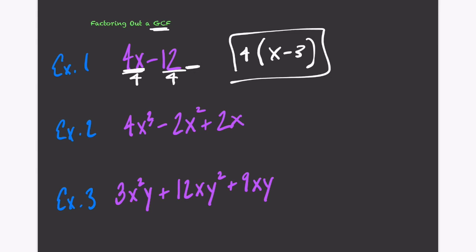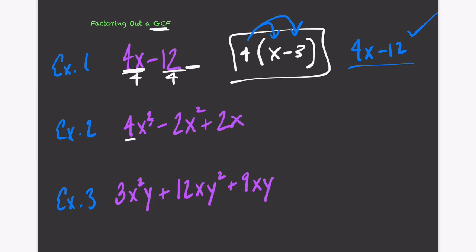And you can always check your work because if you multiply your factors again, you should get exactly what you started with. So 4 times x is 4x. 4 times negative 3 is negative 12. And sure enough, that is exactly what you started with, so you know that you factored correctly. Okay, moving on to the next one. This is a little more complicated, but again, I'm just going to look at the coefficients first.